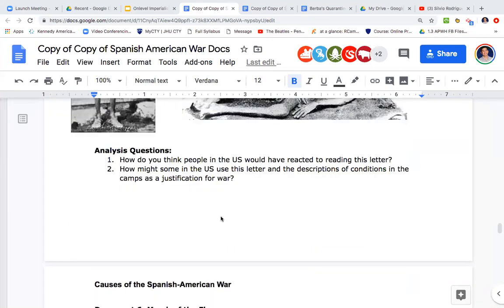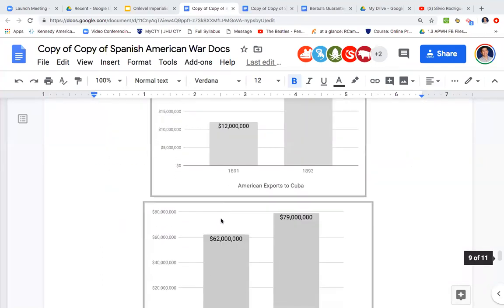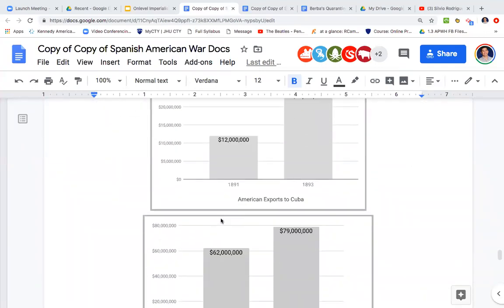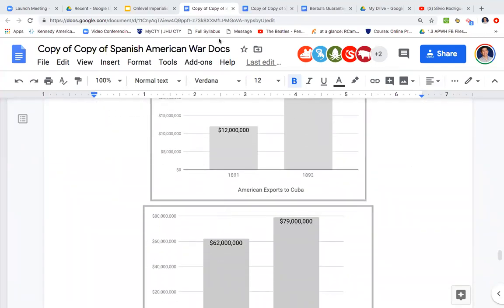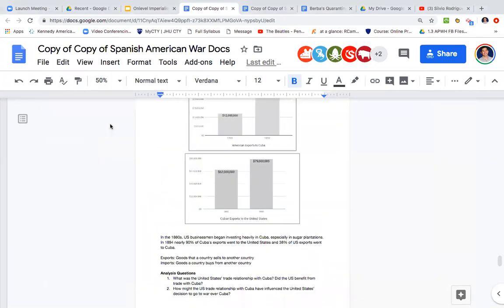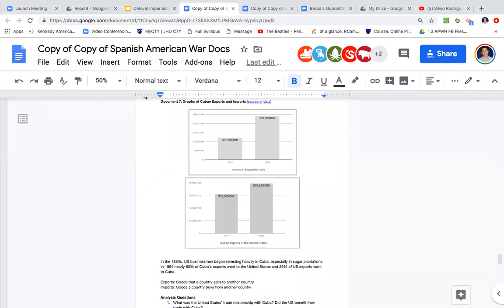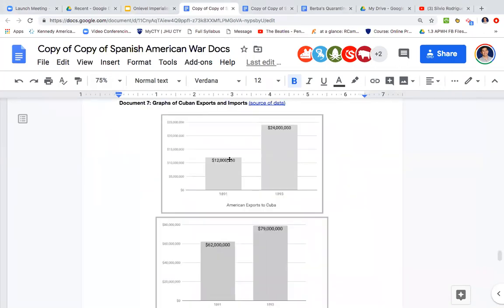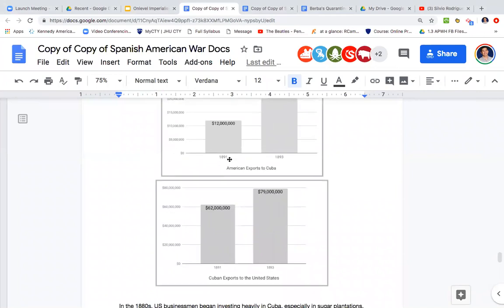And then let's look at one more source. This is a quick one. All right, so what I want you to do is take a look at these two charts and explain to me what this tells us about why we would want to go to war with Spain. All right, go for it. Just type it in the chat box.